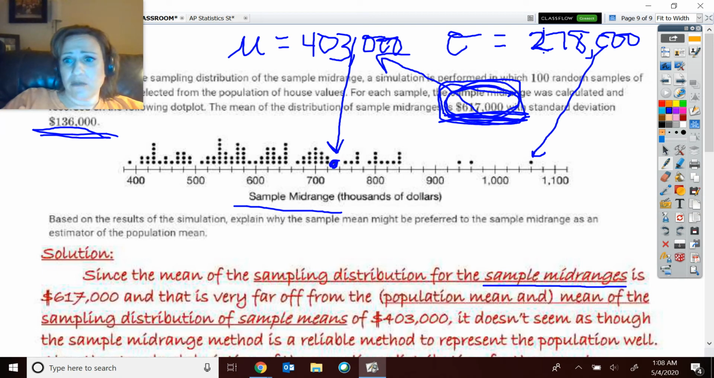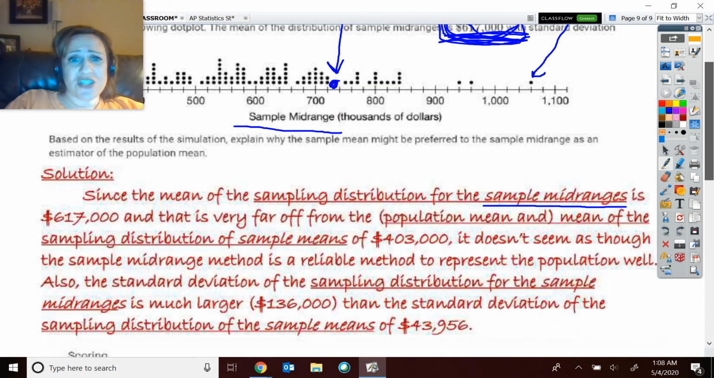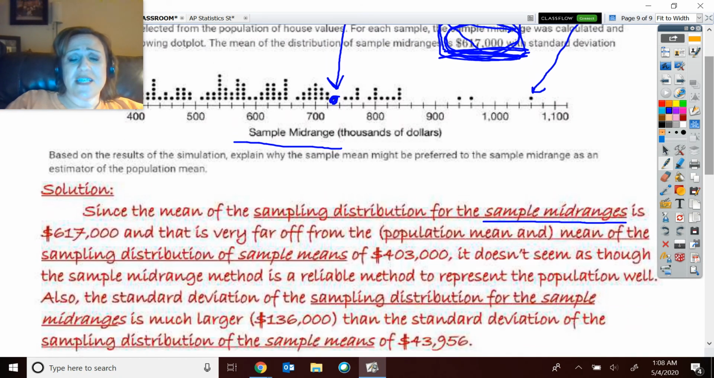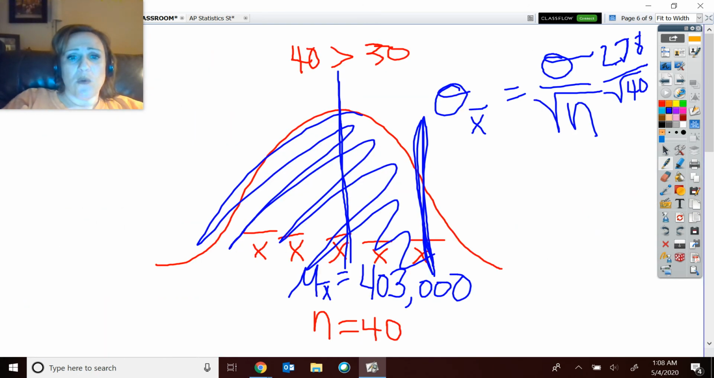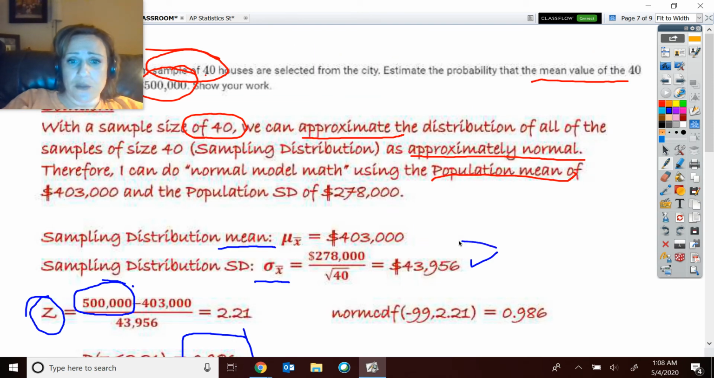All right, furthermore, let's look at the standard deviations. The standard deviation for this one is 136,000. That's quite varied as compared to the standard deviation for these X bars of 40. It was that 43,956.